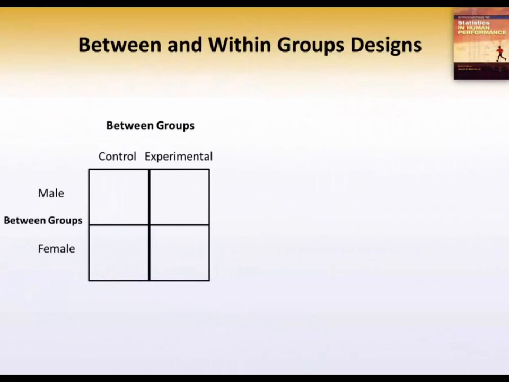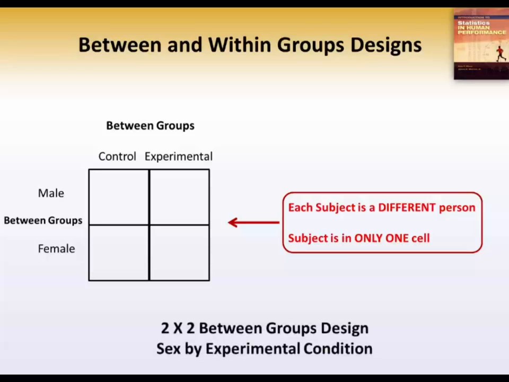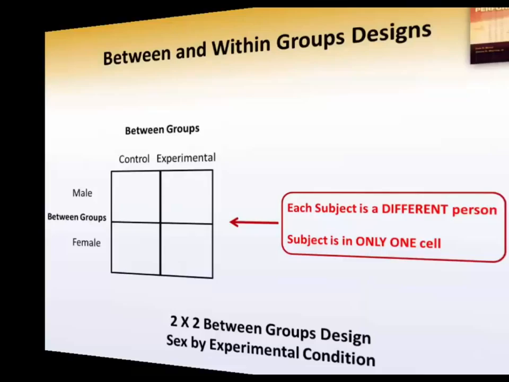This can be extended to where we have more than one independent variable. In this case, we have a between groups design with two independent variables. One is control and experimental, and one is sex. Each subject is a different person, and each subject is only in one cell of the design. This design is referred to as a 2x2 between groups design. It's sex by experimental condition.